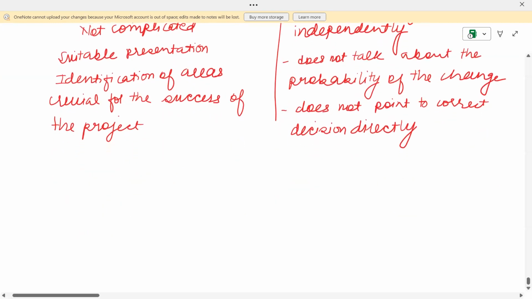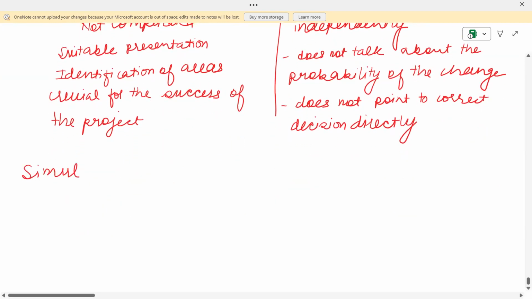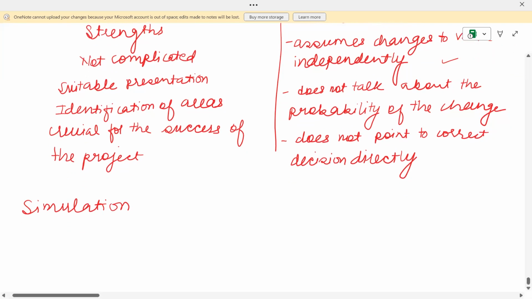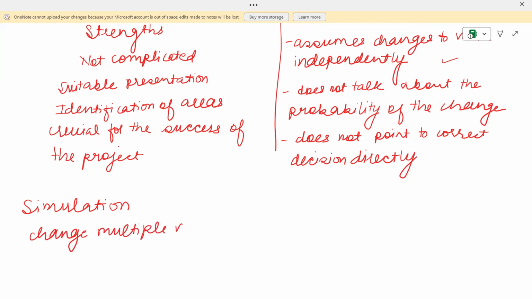Now let's talk about a concept called simulation. A simulation is a modeling technique which will show you the effect of more than one variable changing at the same time. Over here in the weaknesses, we were only changing variables turn by turn. But over here, it will change multiple variables at the same time.